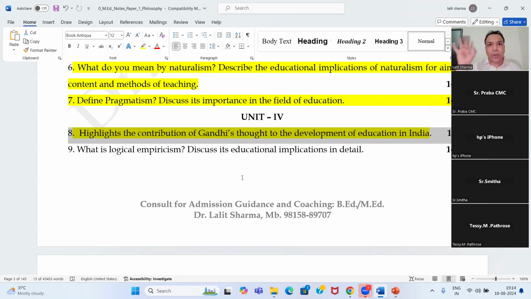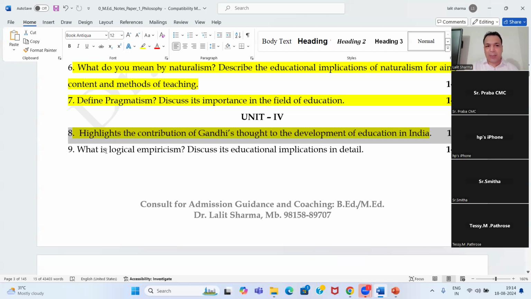नहीं, you have to talk about educational philosophy of Gandhi ji, meaning educational implication. You have to talk about aims of education by Gandhi ji, right? You have to talk about method of teaching by Gandhi ji. You have to talk about curriculum according to Gandhi ji. और लास्ट में conclusion, it is written in the notes.